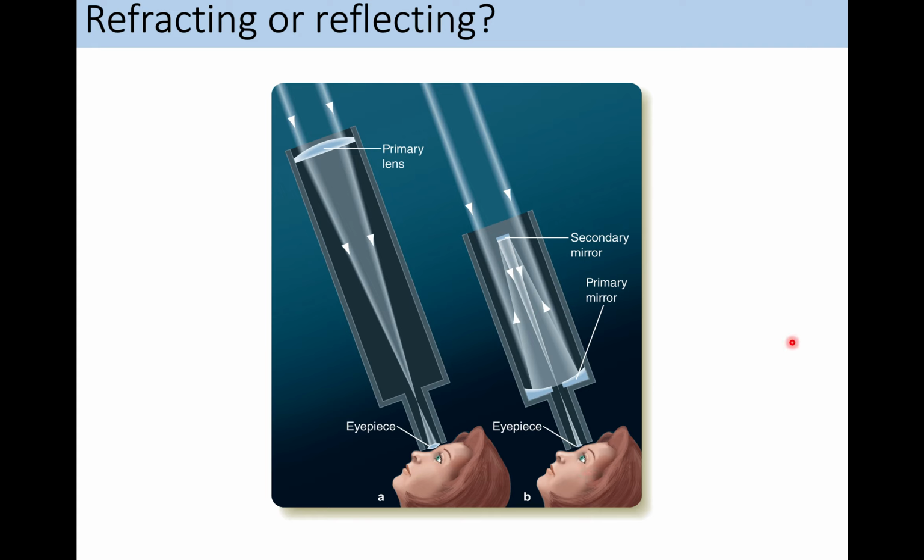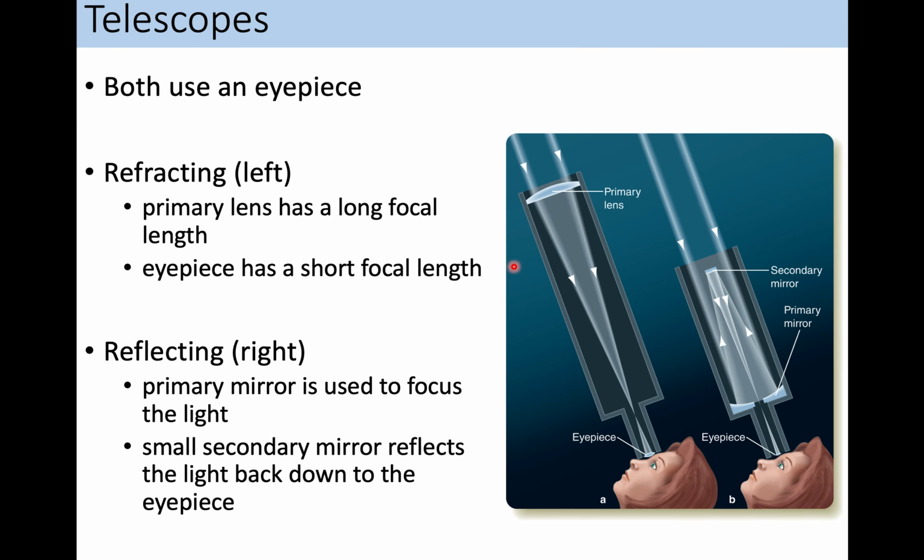So, if you remember, the diagram with the lens is going to be the refracting telescope. It is bending the light. The diagram with the mirrors is the reflecting telescope. It is reflecting or bouncing the light back in the opposite direction.